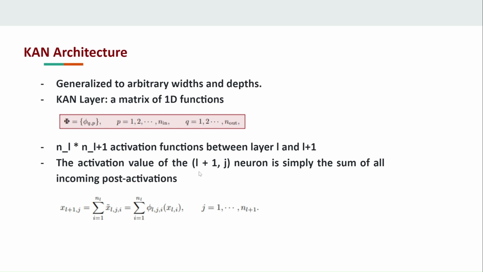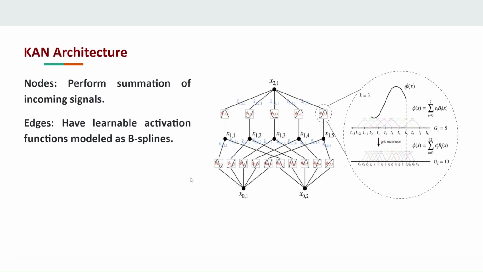And the activation value of the (l+1)-th layer's j-th neuron is simply the sum of all the incoming post activations. So the first neuron in the second layer is going to receive all the activation functions from each feature. So it's going to receive the first input activated and then the second input activated, and then we're just going to sum that at the first node of the second layer.